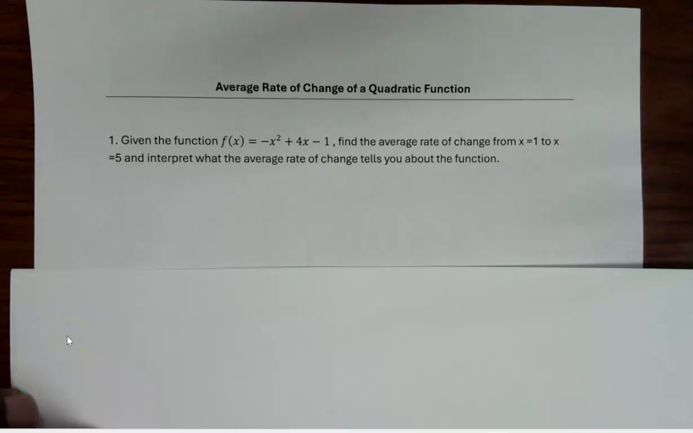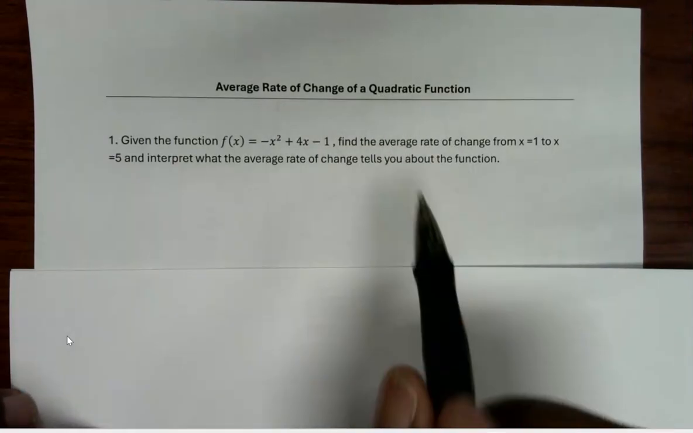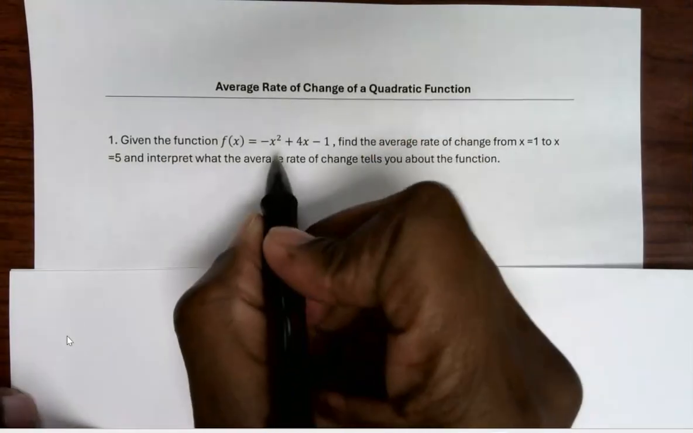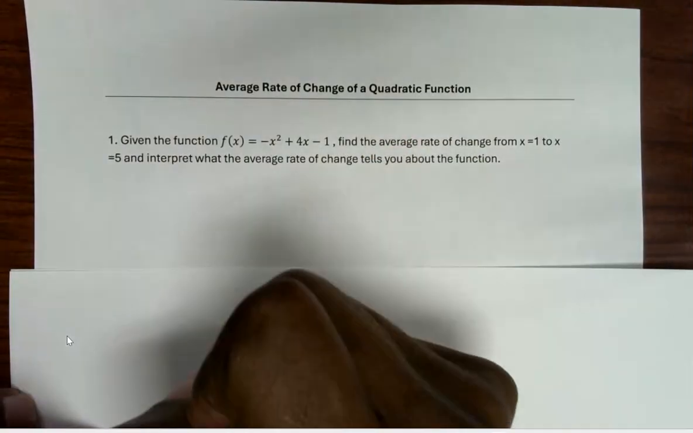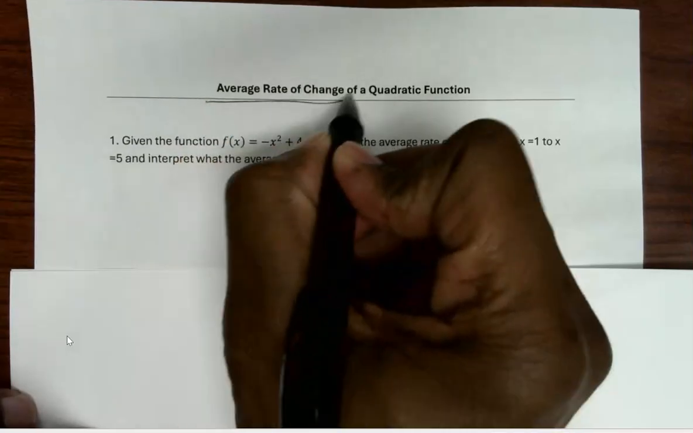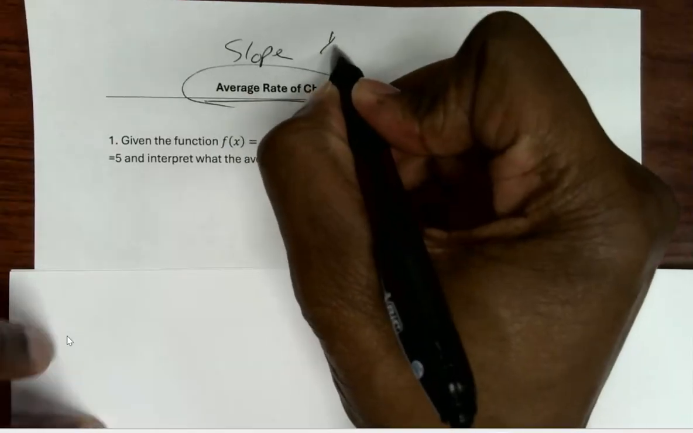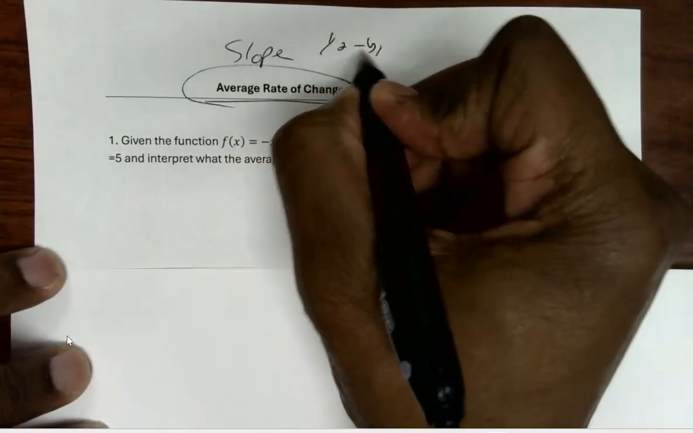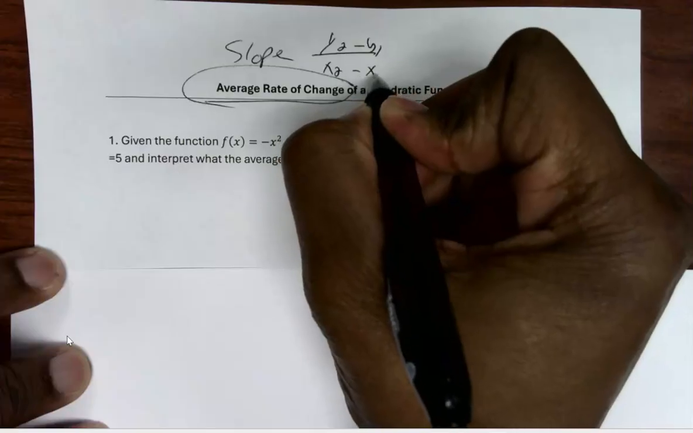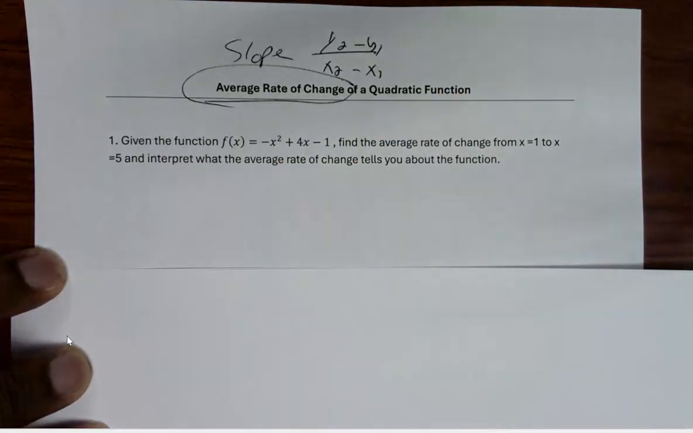Hey students, in this lesson we're going to talk about average rate of change of a quadratic function. A quadratic function has x to the second power. Always remember average rate of change means slope. Whenever they ask you that, they ask you for slope. Slope is the formula y sub 2 take away y sub 1 over x sub 2 take away x sub 1. So we're going to need that formula.